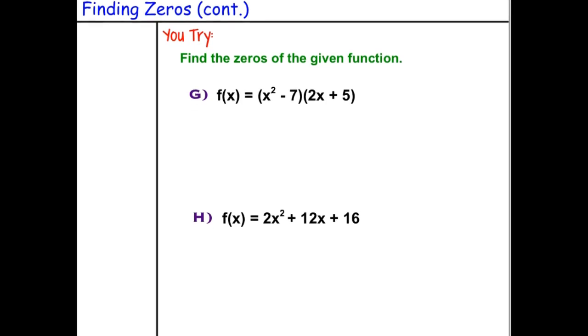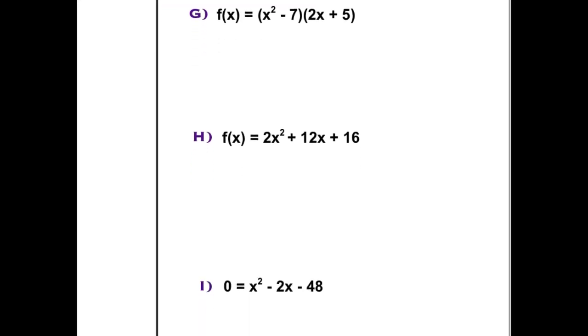First one is already factored. Second one, you'll have to factor out. I'll give you a hint. It is not AC method. And the third one is just a simple t-table. Go ahead and bring your questions with you to class tomorrow.